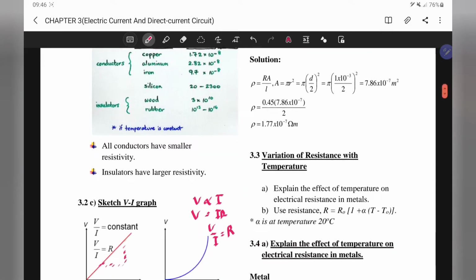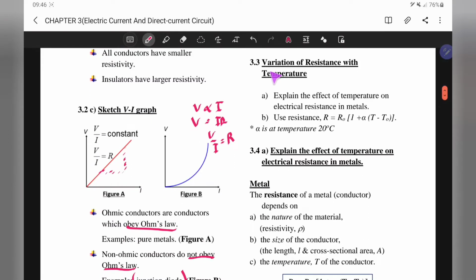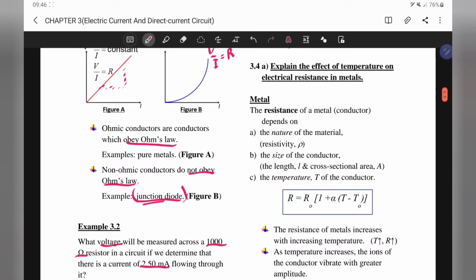Alright, and then for subtopic 3.3, we are discussing the variation of resistance with temperature. So remember, normally by changing the temperature, the resistance also changes. So how do we explain it? Based on the effect of temperature. And what is the equation? So this is the equation. Alright, so alpha is a constant, but normally the constant given is at normal temperature, which is at 20 degrees Celsius. Okay, how to explain the effect of temperature?